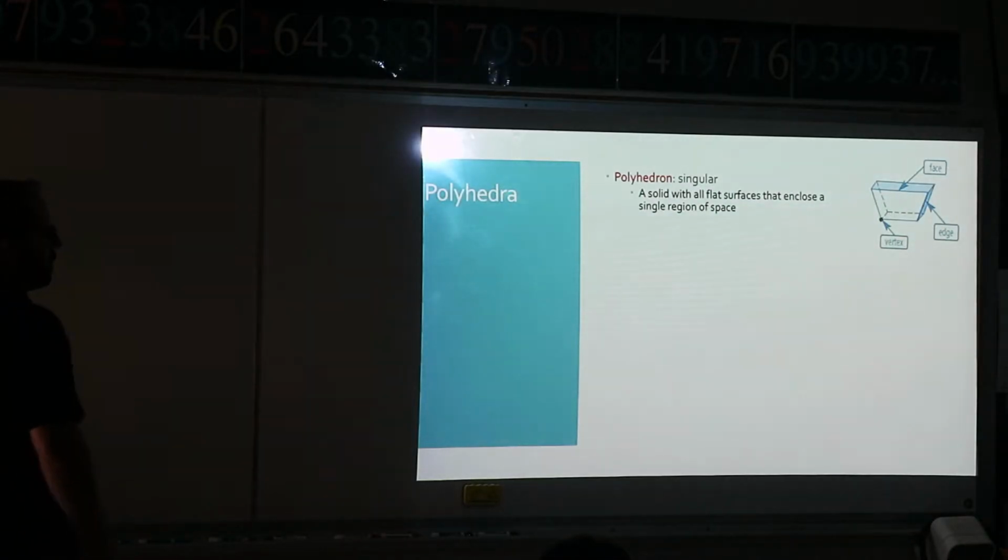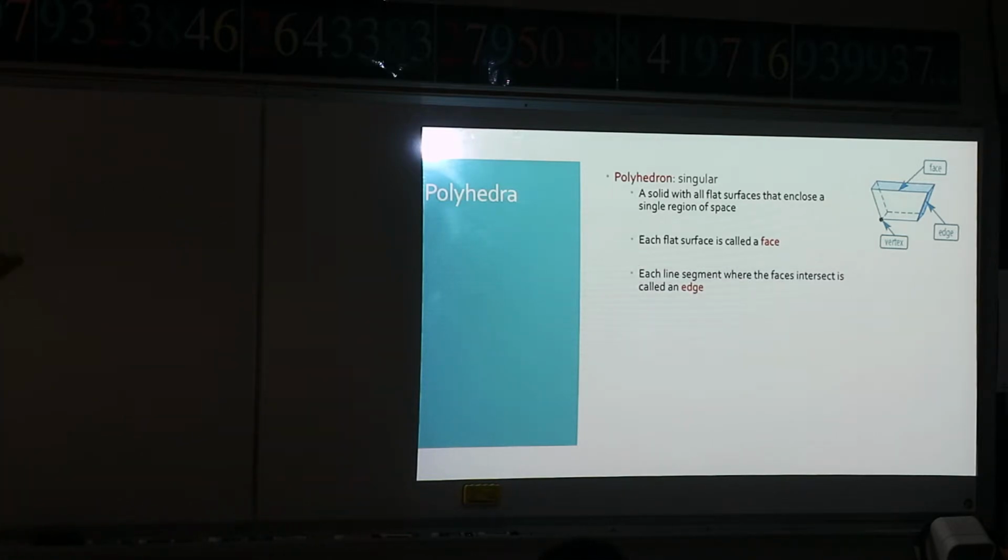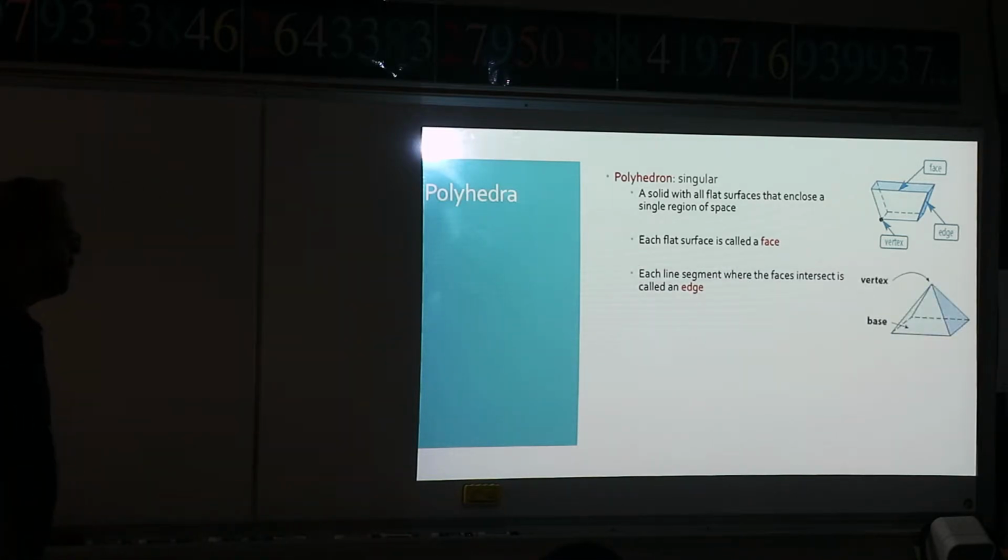Now, here's the definitions one more time. Face is a flat surface. Edge is where those surfaces intersect. And vertex is where the edges meet.